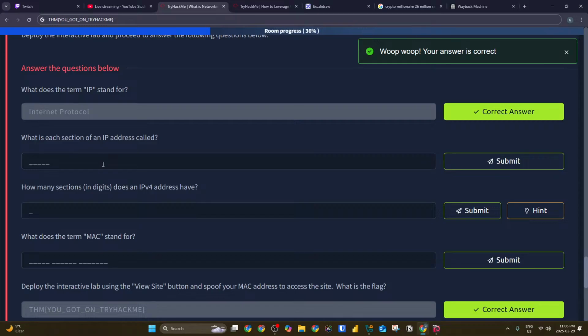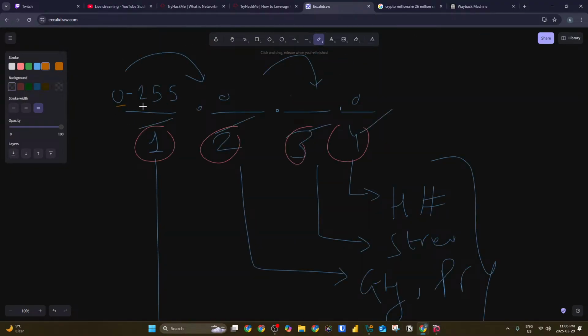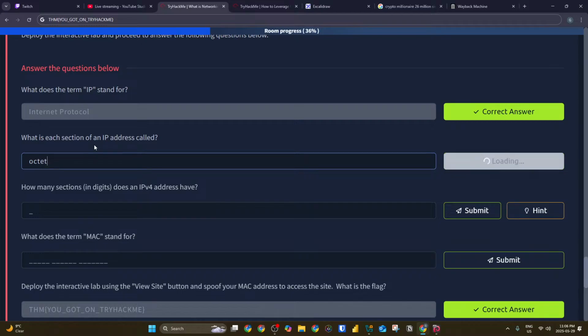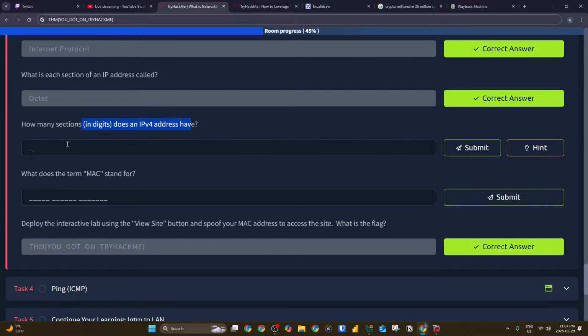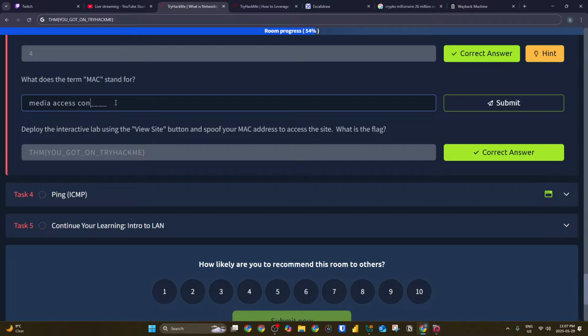What is each section in an IP address called? So basically, you know the four sections we were talking about in an IP? These ones with minimum value 0 and maximum 255. What is this called? This is called an octet. How many sections does an IP address have? How many octets are there, if we may? As we know, it's 4. What does the term MAC address stand for? MAC address is Media Access Control.